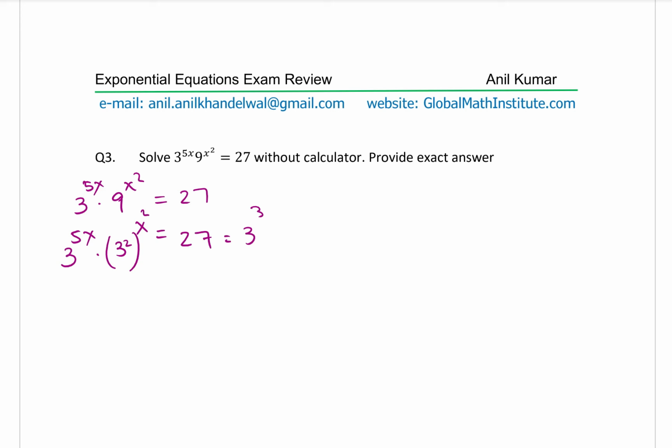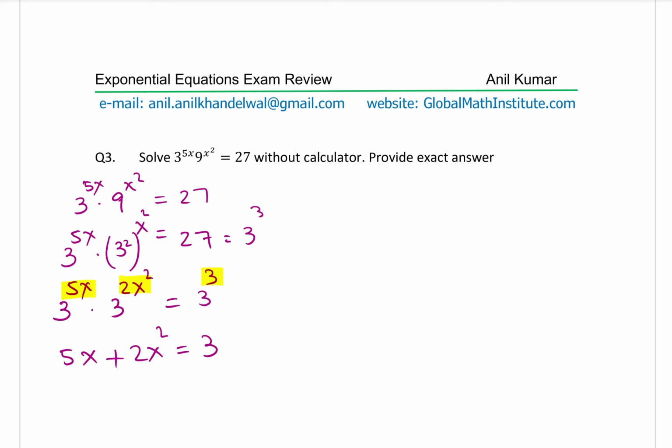Okay. So using the laws of exponents, it gets multiplied, right? So let's write this as 3 to the power of 5x times 3 to the power of 2x squared is 3 to the power of 3. Now they get added up, so we can write this as 5x plus 2x squared equals to 3. Comparing the exponents, since we have the same base, we can compare the exponents and write down our equation.